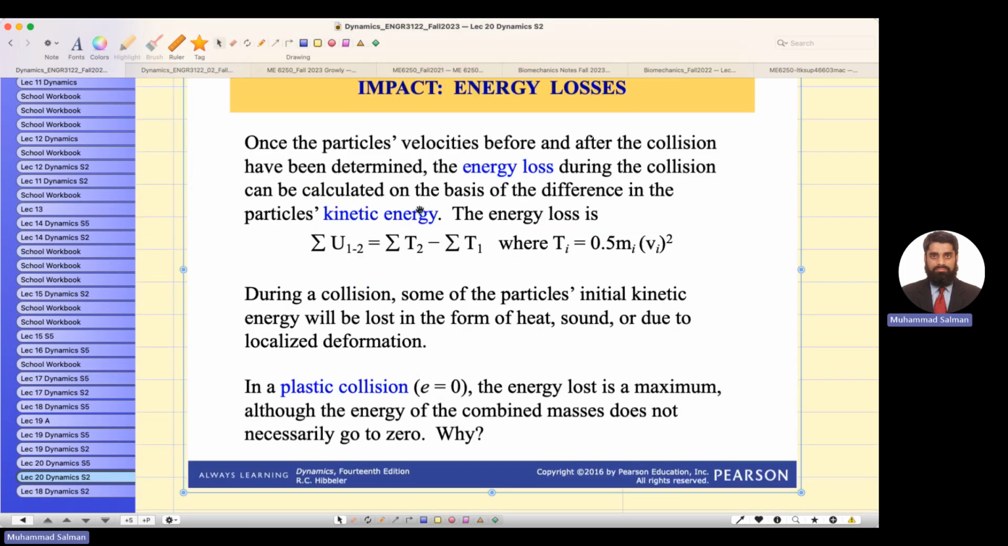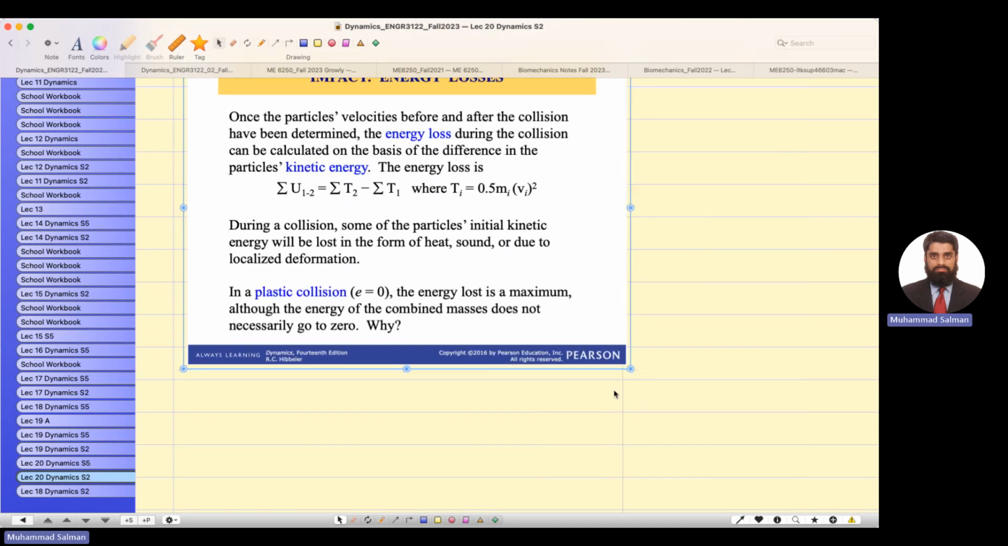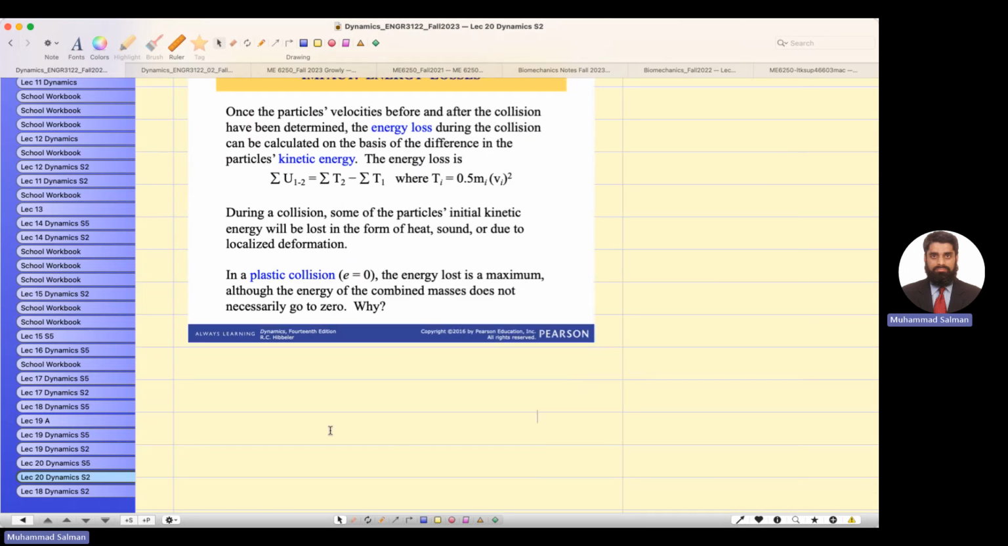Okay, guys. Now this is another formula here. The kinetic energy difference equals the work done. So in plastic collision, energy lost is maximum, although the energy of the combined masses does not necessarily go to zero. We can still apply this, even after the bullet is fired into the block, the block still moves to the right.